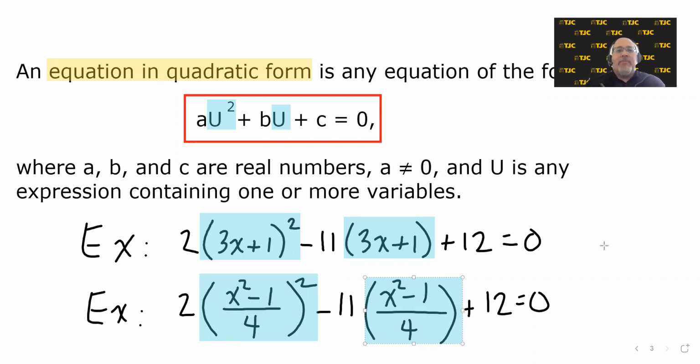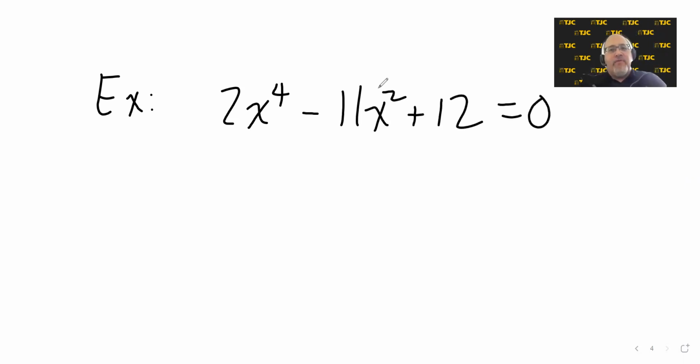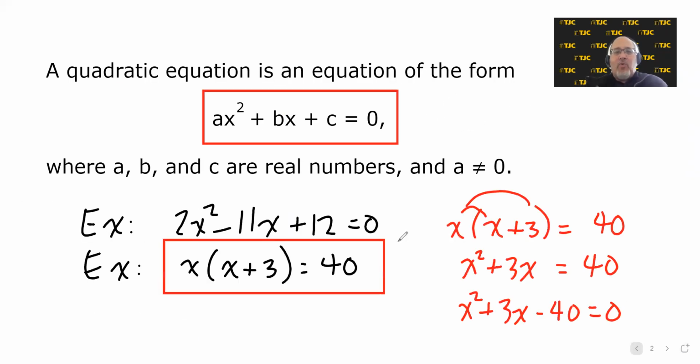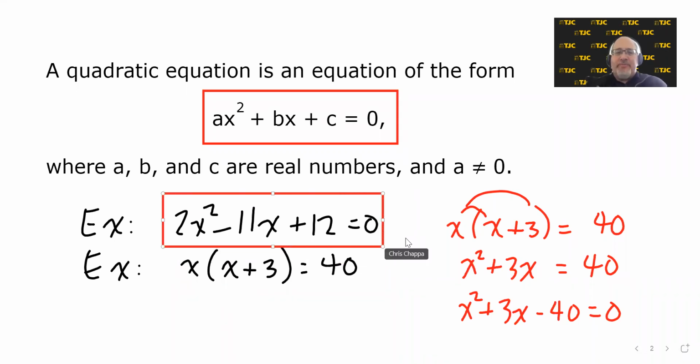Oh, by the way, some equations quadratic in form are a little stealthier. For example, let's say you had 2x to the fourth power minus 11x to the second power plus 12. And you'll notice I'm using the same coefficients over and over. It really doesn't matter. These two equations, and even the one that's not in a red box yet, but is now, are all the same equation. They have a 2, a negative 11, and a 12. The 2 is in front of something squared. The negative 11 is in front of something to the first power.